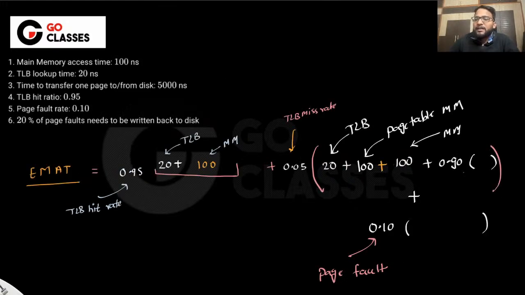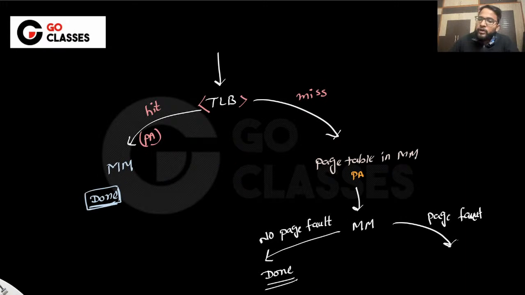So what should I be writing here? 0.90 into what? If there is no page fault, it means you are done. You do not need to do anything. Should I be writing something here, or should I leave it as it is? So you can write 0. If there is no page fault, you don't need to do anything. It is just 0.